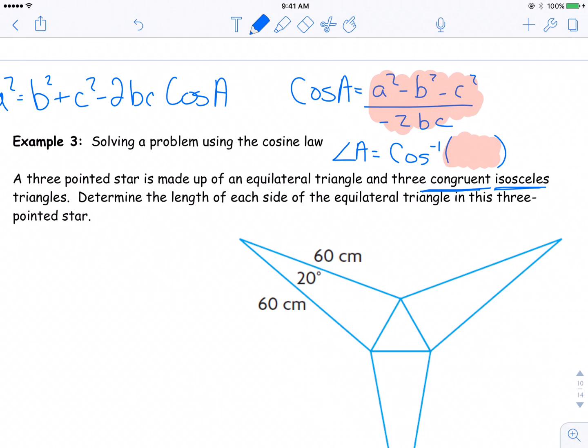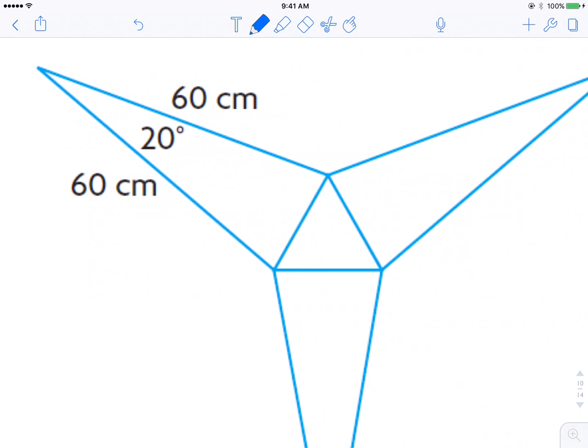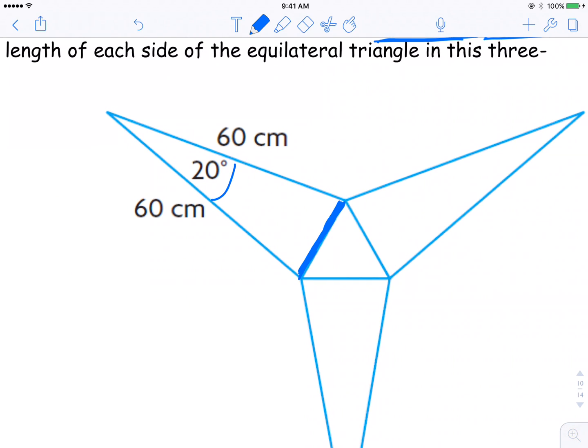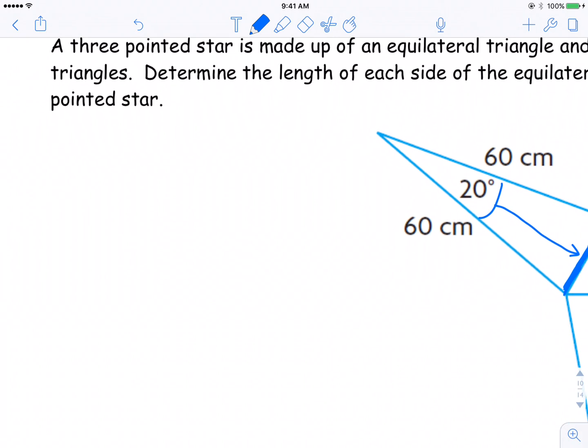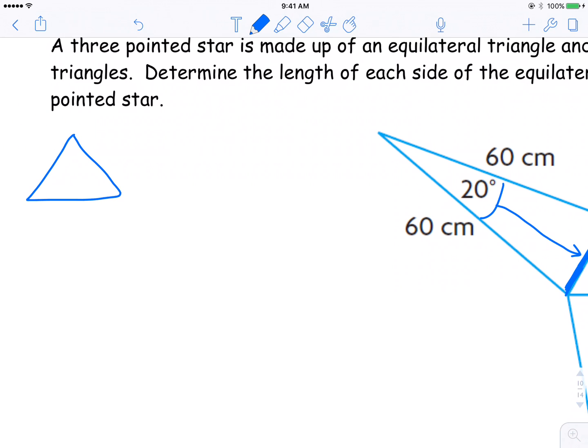So we need the length of the equilateral triangle, which means we need this side length. And if we look at the information that we're given, well, we have this angle. We're looking for the side opposite to it, and we have the two sides on either side. Remember, with cosine law, we know we have to use cosine law if we have a triangle that has all three sides, or if we have a triangle that has two sides and the angle between. So we know we have to use cosine law.